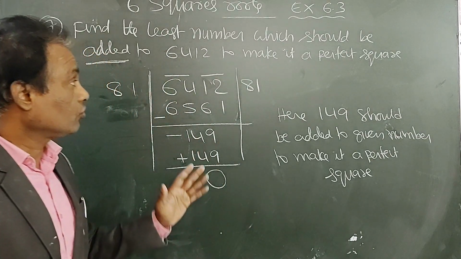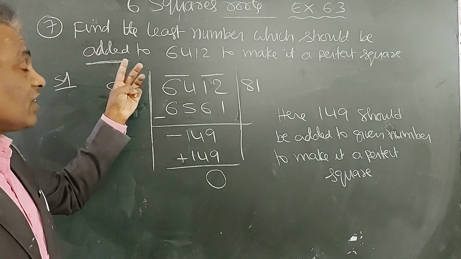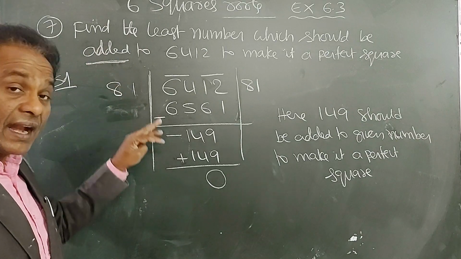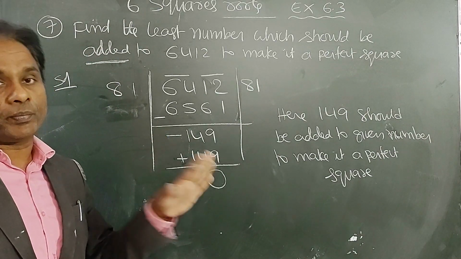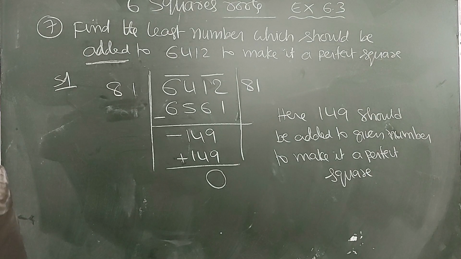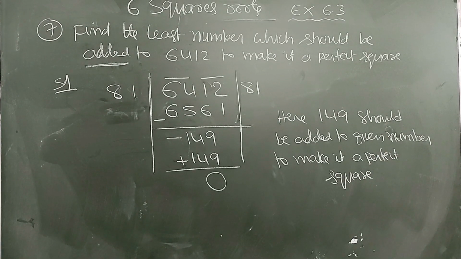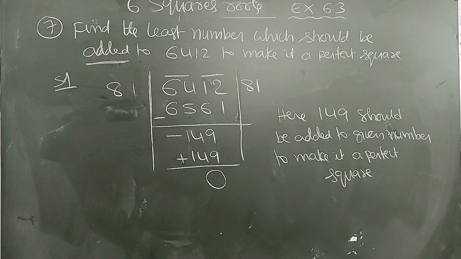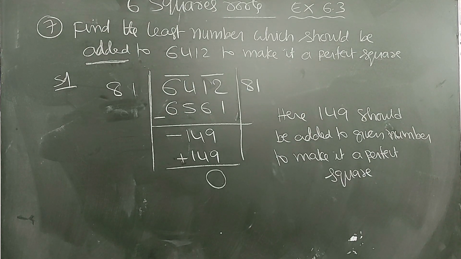You practice this. Yesterday we solved the what-should-be-subtracted model, and this is the what-should-be-added model. Two models are difficult, you have to practice. Right. Now write down the sixth question.